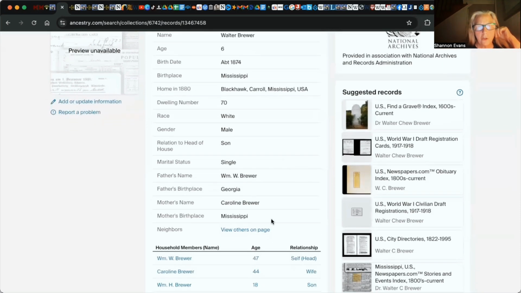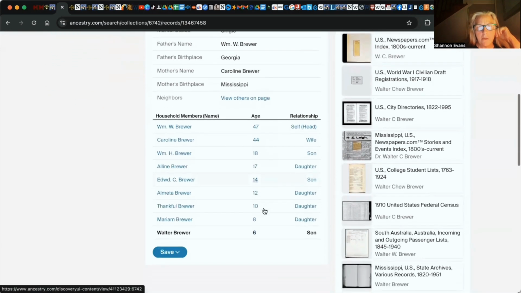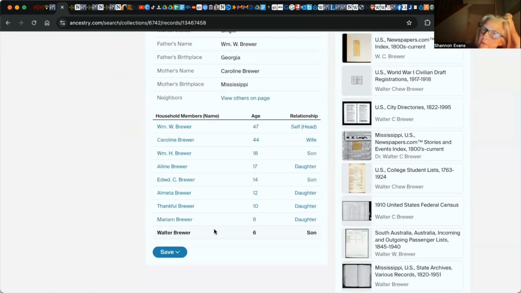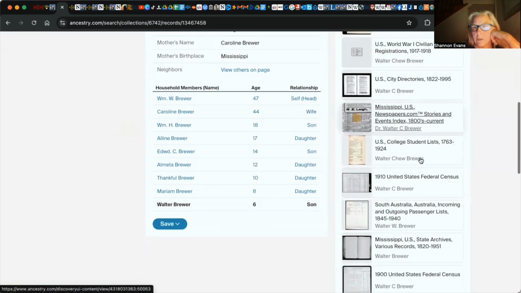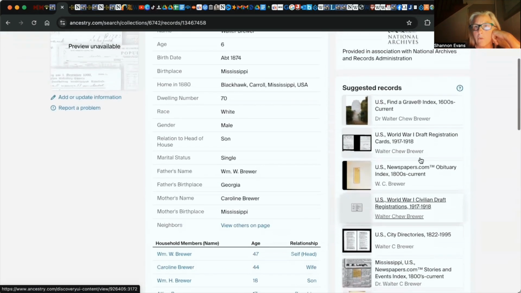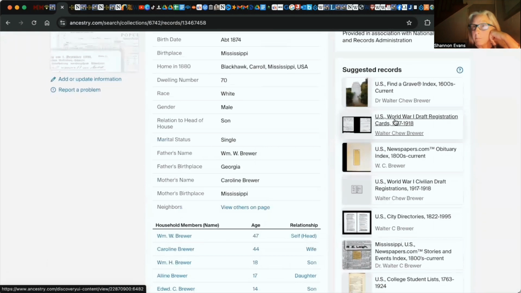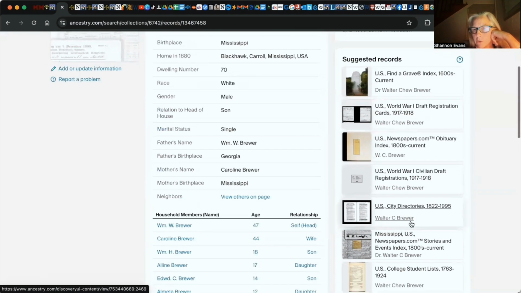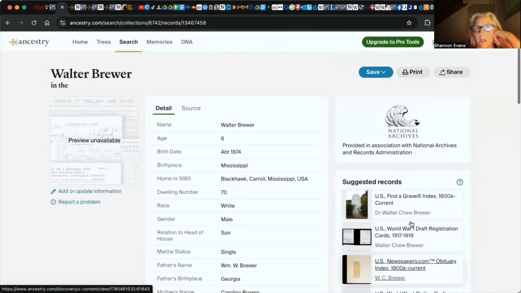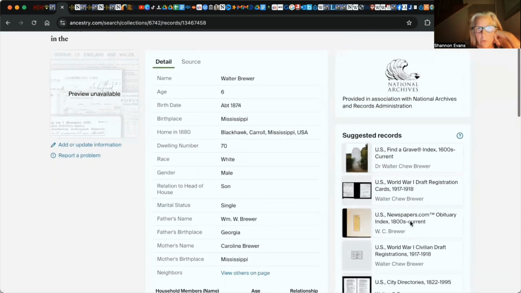His father was born in Georgia. His mother was born in Mississippi. There are his parents' names, and these are the people living in the home. And it tells you their relationship to the head of the household. And there they are. There's little Walter when he was a little boy, age 6. Now we find all these other things about Walter. And we can go over here. 90% of the time, these are actually connected to the correct person, especially this one that has his middle name. But I'm going to try and do these chronologically. So this is the census that we were looking at.